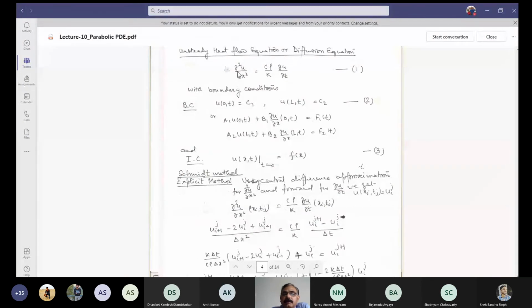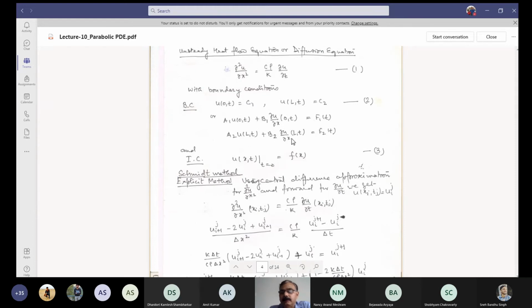Since it is del 2u by del x square, two conditions you require for this one, and then for del u by del t, one condition you require. That will be your initial condition. So u(x,t) at t equal to 0 is given as f(x). To find the constant which comes from del u by del t, and then for del 2u by del x square, you require two conditions. So here it is u(0,t) at x equal to 0 equal to c1, u(l,t) equal to c2, or it may be mixed type of boundary condition.